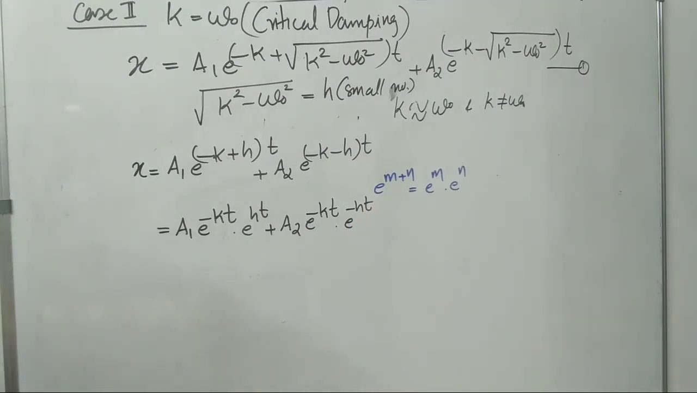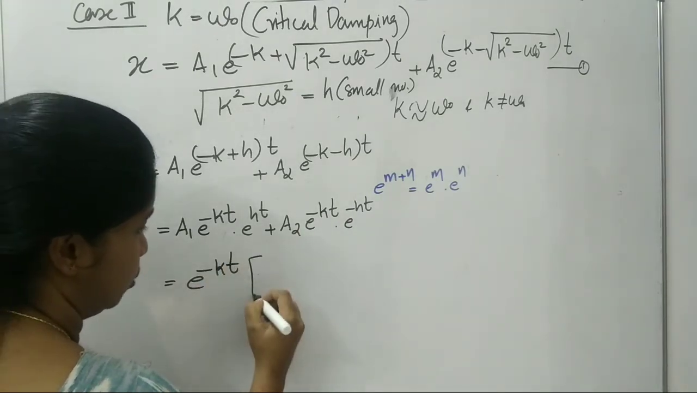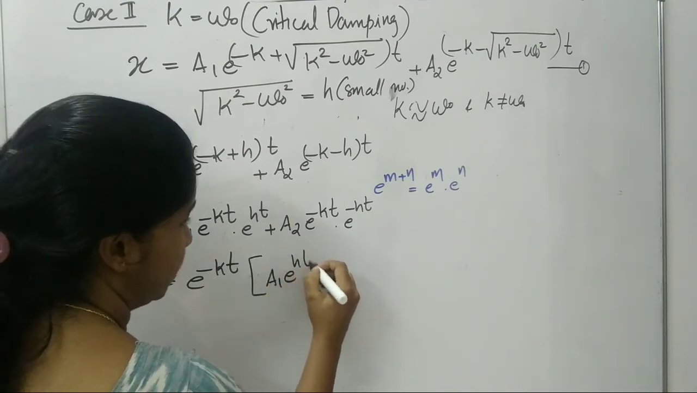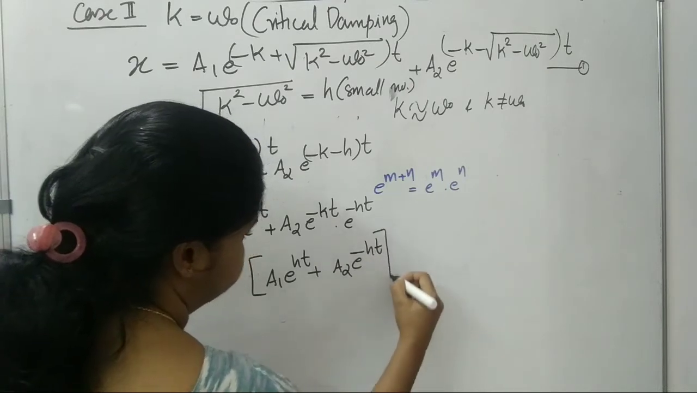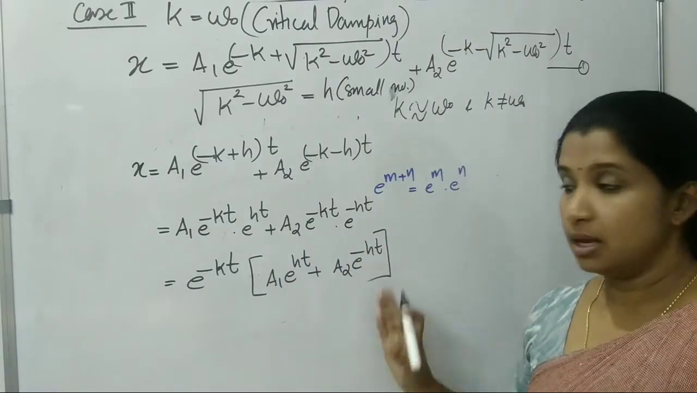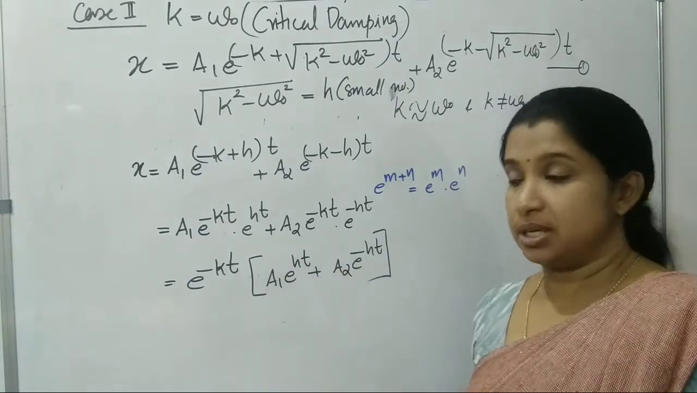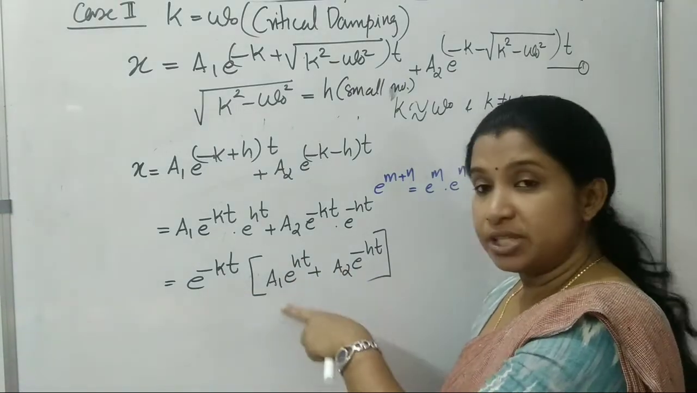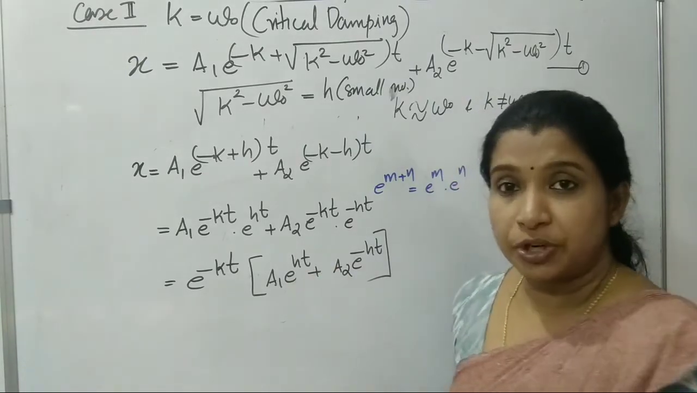So in these two terms, e raised to minus kt is there. So we can take e raised to minus kt as the common term. So e raised to minus kt into a1 e raised to ht plus a2 e raised to minus ht. So inside the bracket, exponential term is there. Outside the bracket, exponential term is there. Then how can we solve this equation? So in this case, if exponential term is there, we consider the linear series of this exponential term.